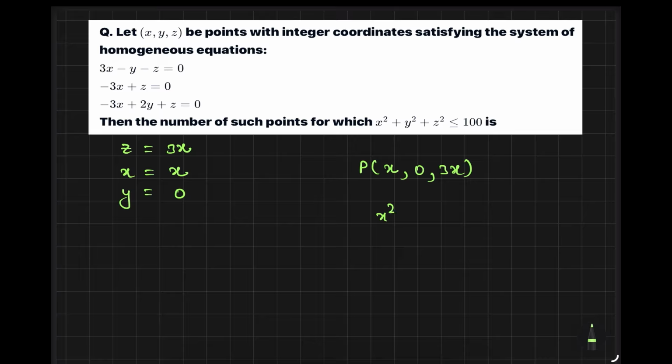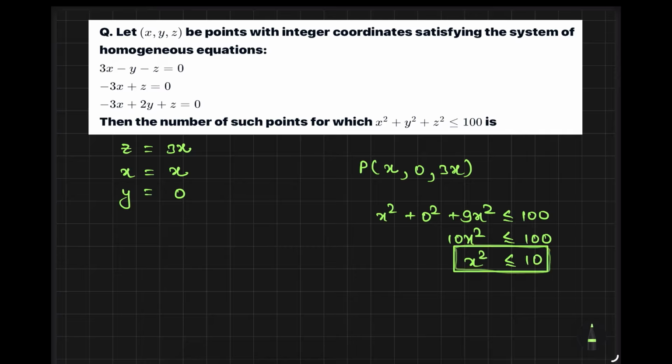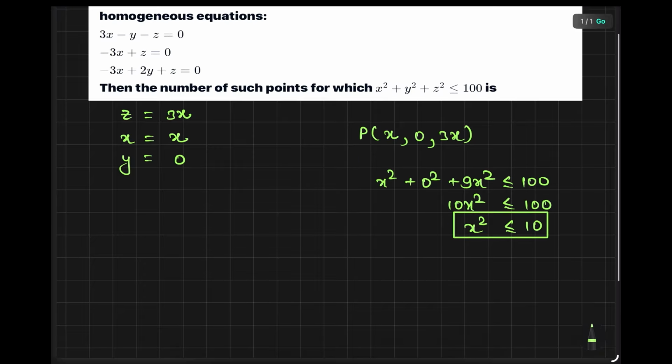So x square plus 0 square plus 9x square is less than or equal to 100. So you got 10x square less than or equal to 100. So you got x square to be smaller than or equal to 10. Correct or wrong? Correct.